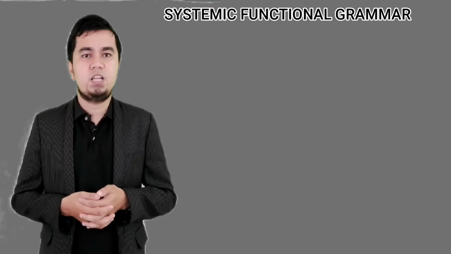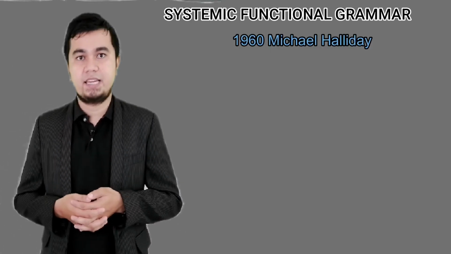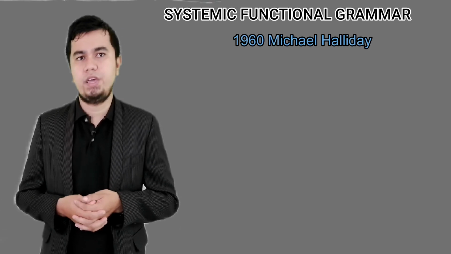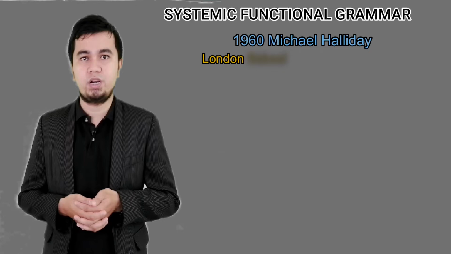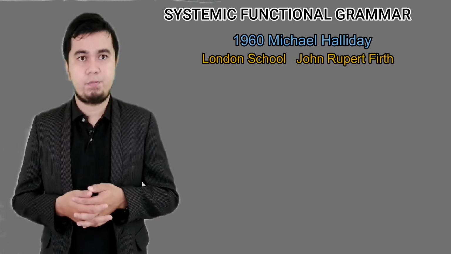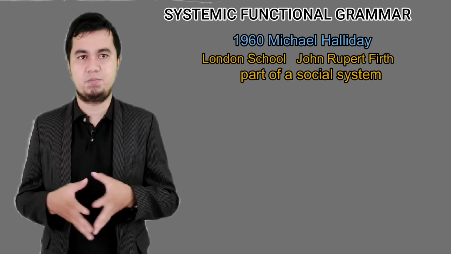Now, systemic functional grammar was introduced and developed by the British linguist Michael Halliday in the 1960s. It is in the tradition of the London School and the work of the British linguist John Robert Firth, and it studies language as part of the social systems.